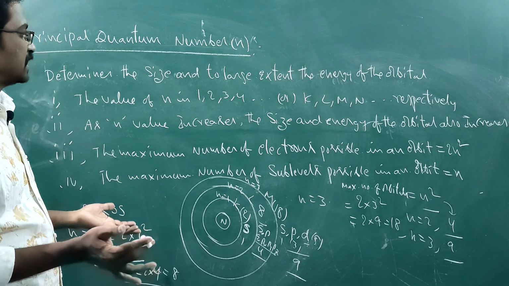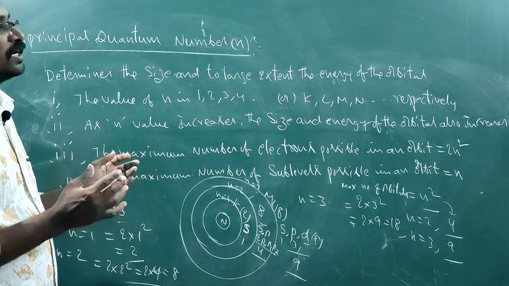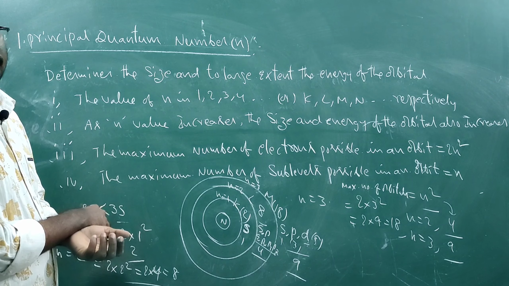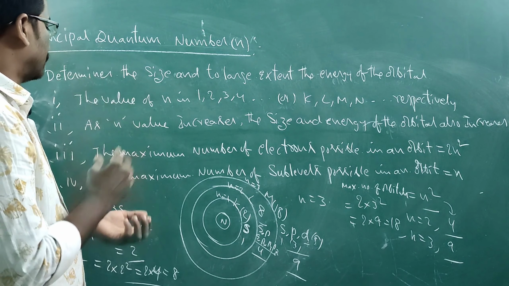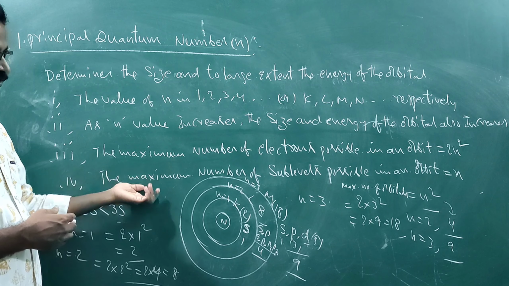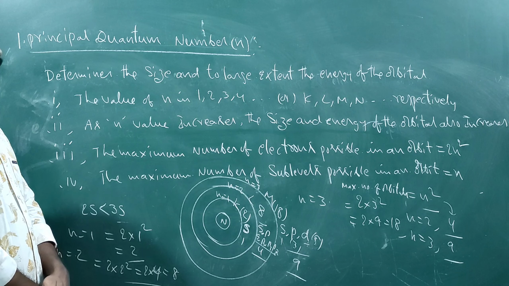As the n value increases, the size and energy of the orbital also increase. Okay, you can understand the concept in this way.